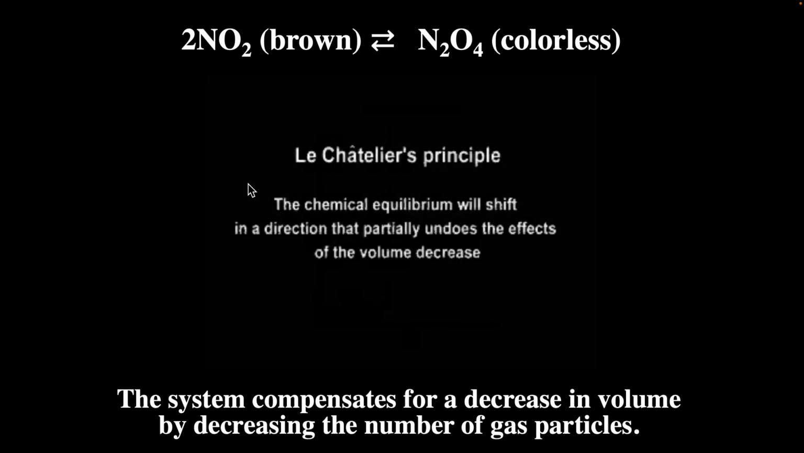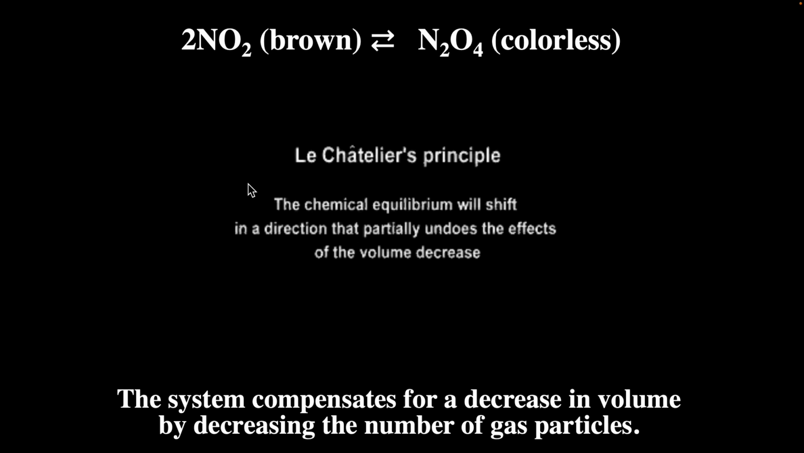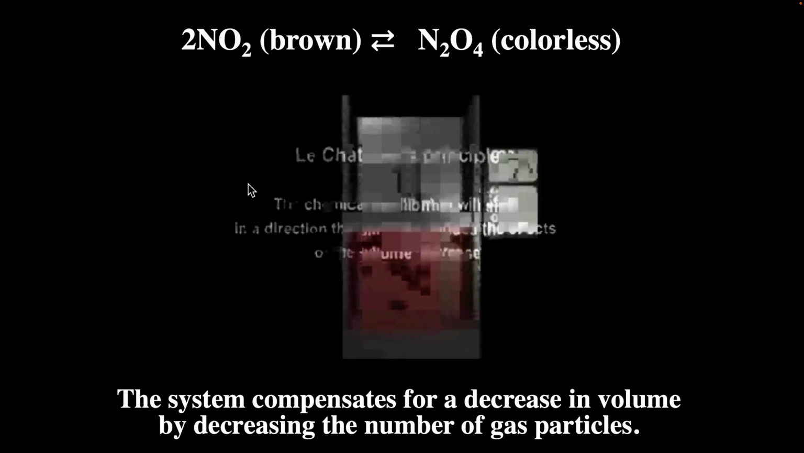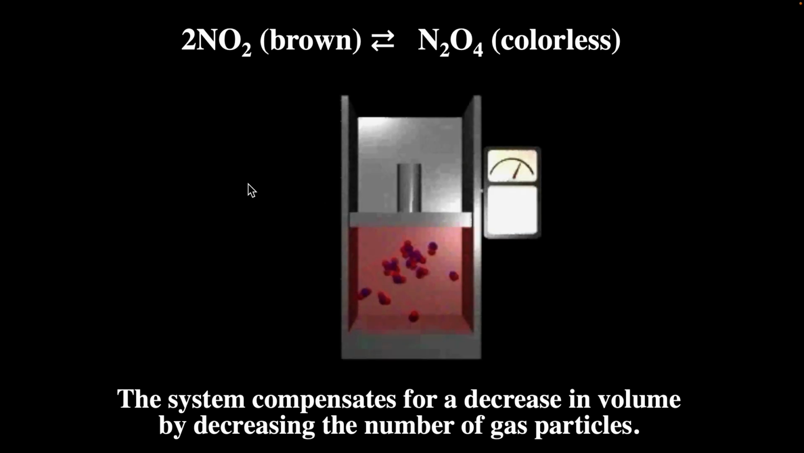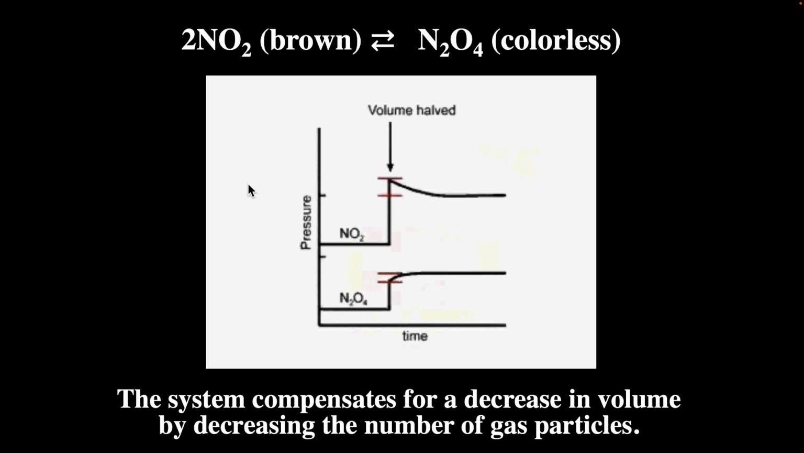Le Chatelier's principle tells us that the chemical equilibrium will shift in a direction that partially undoes the effects of the volume decrease. That means it will shift in the direction of more N2O4 to undo the doubling of the pressure in the system. The pressure decreases as more N2O4 is formed because the total number of molecules decreases. On our graph of the gas pressures, we see that the decrease in NO2 pressure is twice as large as the increase in N2O4 pressure.